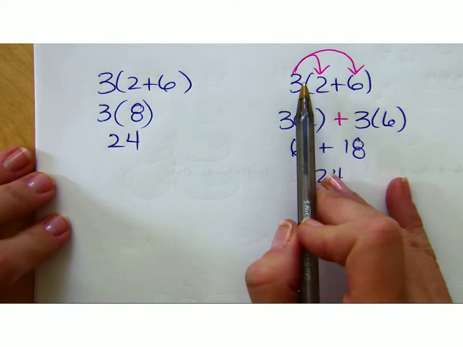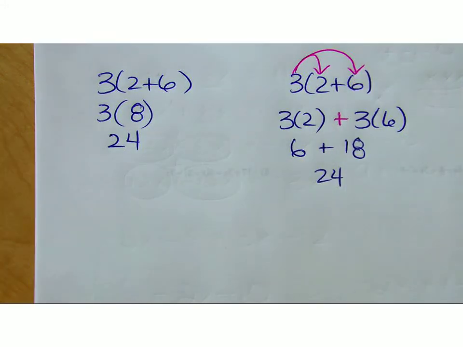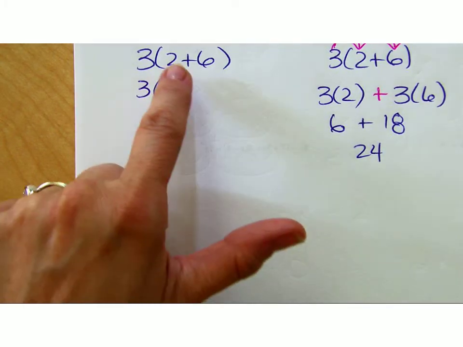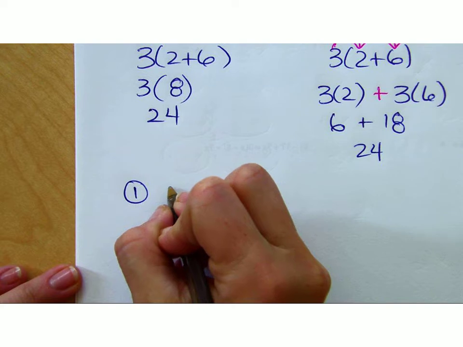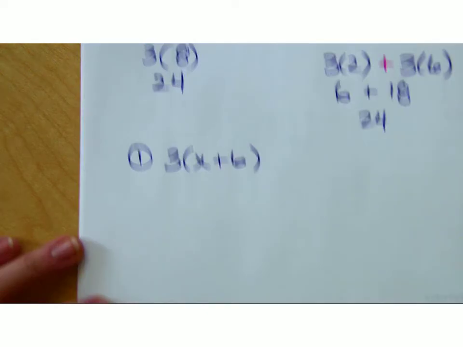You're multiplying, it's kind of like passing out papers. Here's a 3 for you, here's a 3 for you. Multiply and then add them all together. But there are times where this is not an option. For example, in algebra, we use variables all the time.